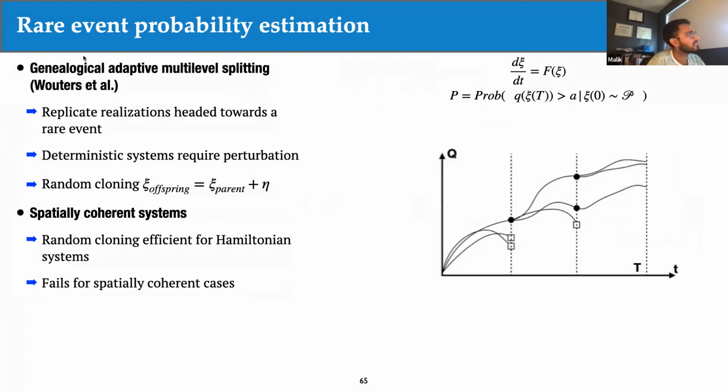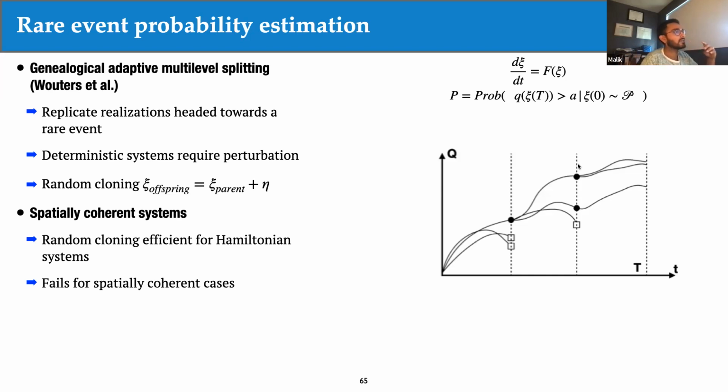The algorithm we're looking at is this genealogical adaptive multi-level splitting. As I said, intermittently you do a selection step where you replicate simulations that are headed to extreme events. And that selection step requires you to perturb the simulation. What we found is that in some cases this works with random perturbation, but in others it does not. Our hypothesis was, what happens if we do a very good estimate of this perturbation? What happens if we do perturbations that are coherent with the attractor of the system? The way to test this is to train a generative model to learn how to do this perturbation.